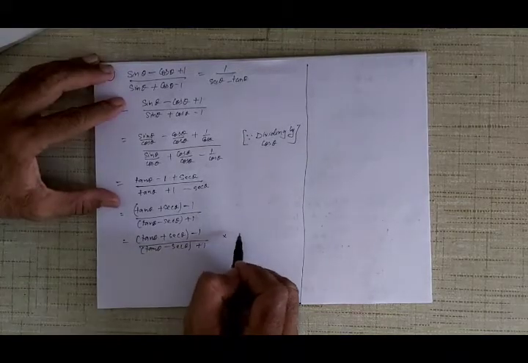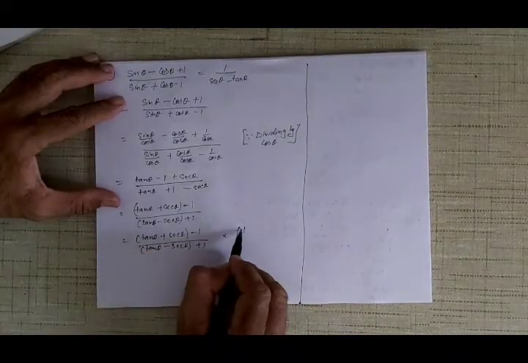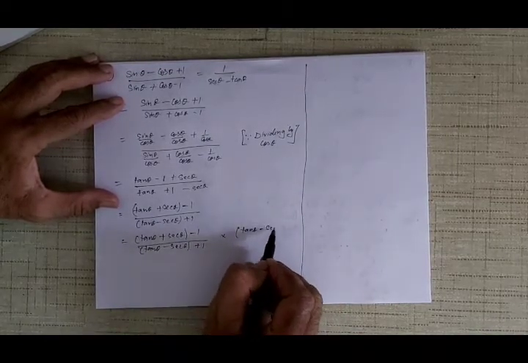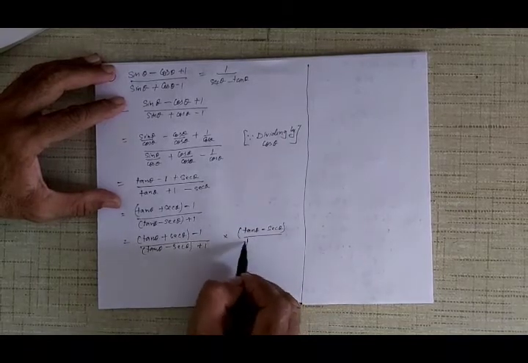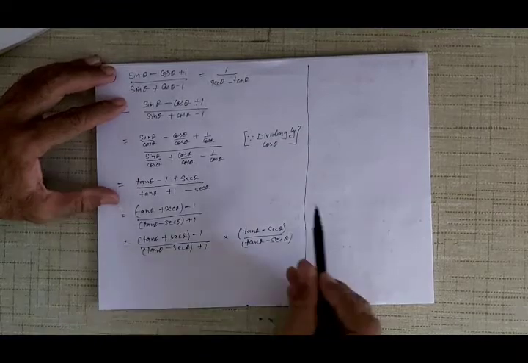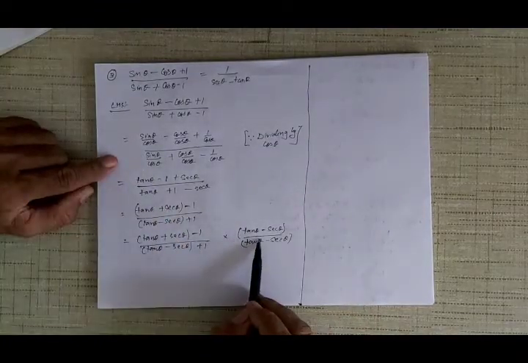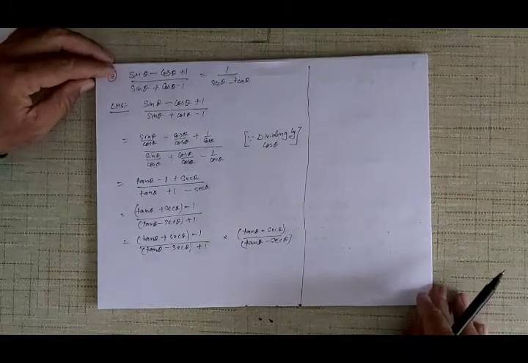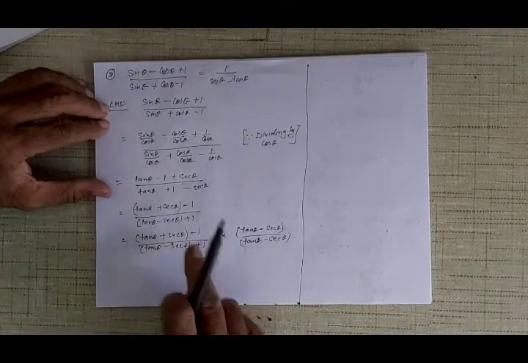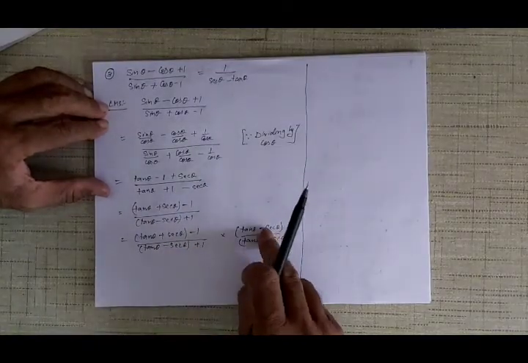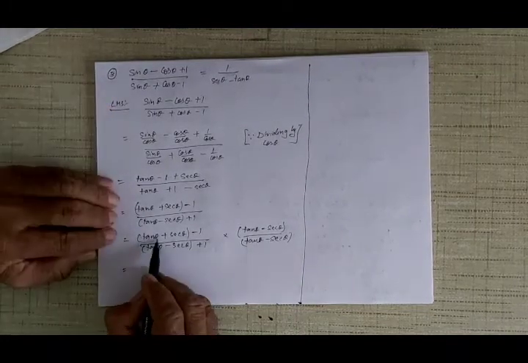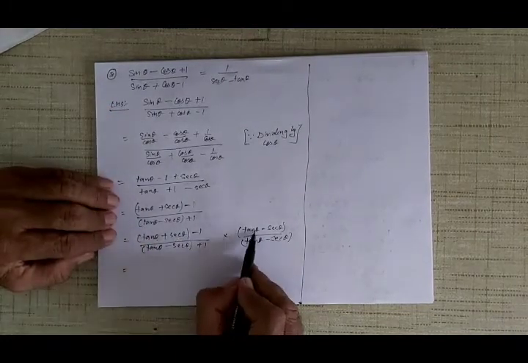I am multiplying the numerator and denominator by tan theta minus sec theta upon tan theta minus sec theta. Just like we were dividing by cos theta, here we are multiplying numerator and denominator by the same quantity, tan theta minus sec theta. Okay, now you can see tan theta plus sec theta, this is a plus b, a minus b.